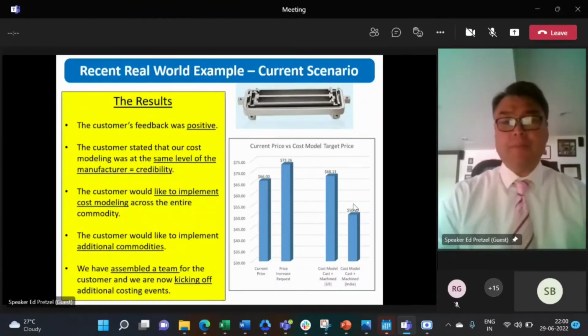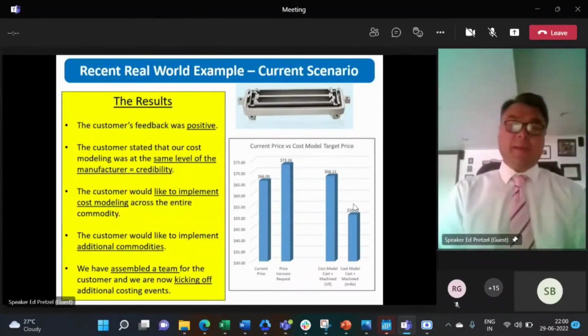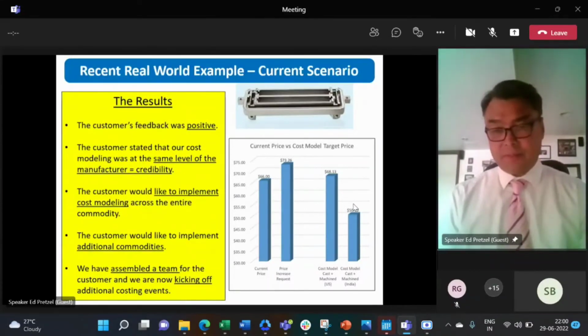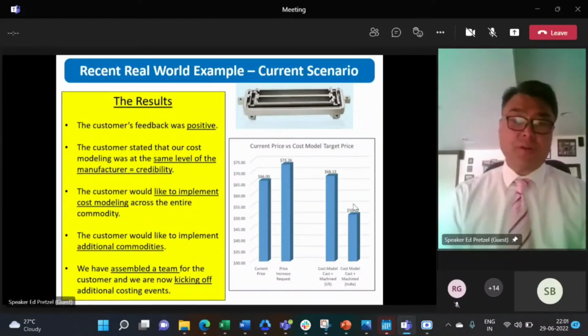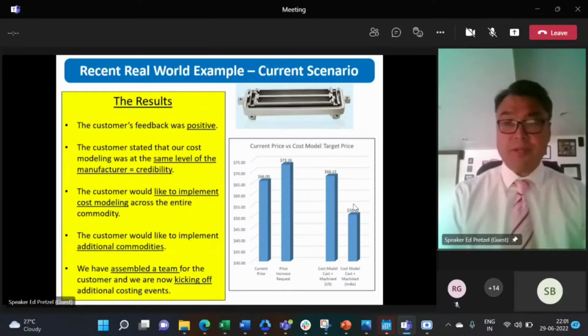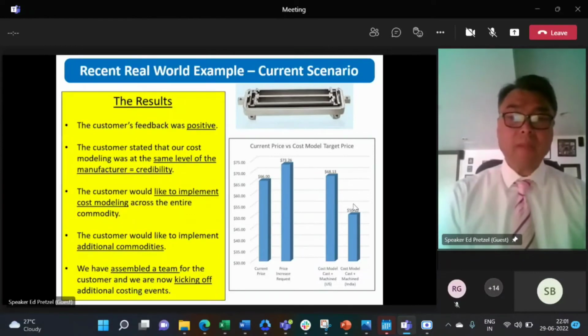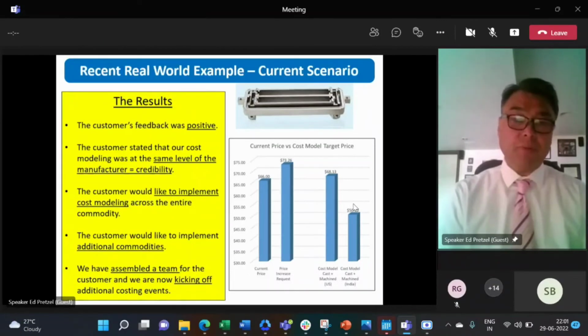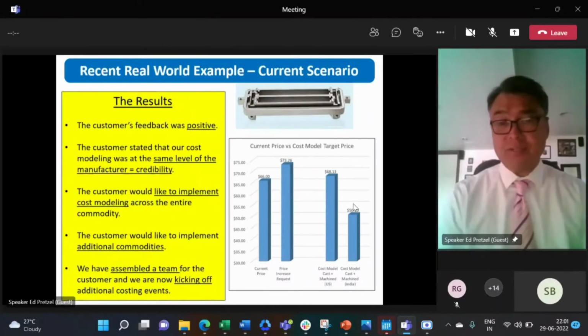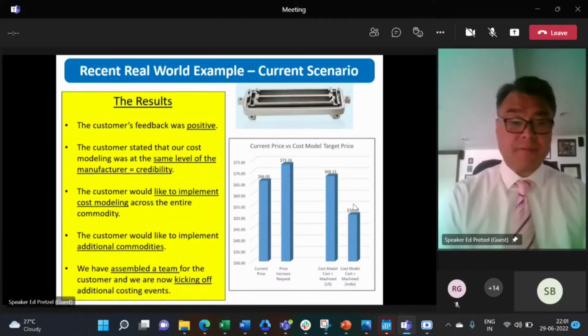Okay, so the result, the customer's feedback was very positive. They specifically recognized that we cost at the same level as the manufacturer. The particular purchasing director that was overseeing this pilot had run a factory before and understood what it took to be able to predict machining cycle time, which is the most challenging part of this costing project, and was very impressed that we were able to be extremely accurate. So that was very nice.